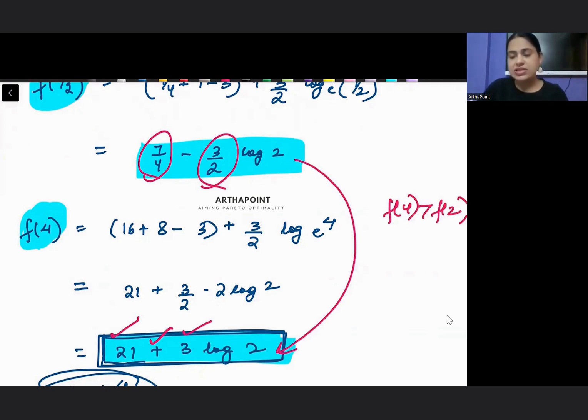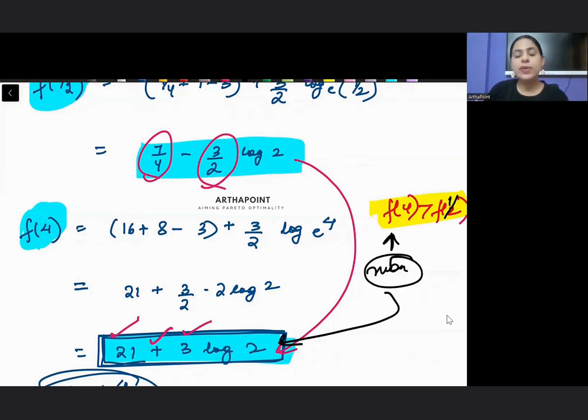So we notice here that the value of the function at 4 is clearly greater than at half. So therefore, we attain a maxima at 4, and this is the maximum value of the function, 21 plus 3 log 2.